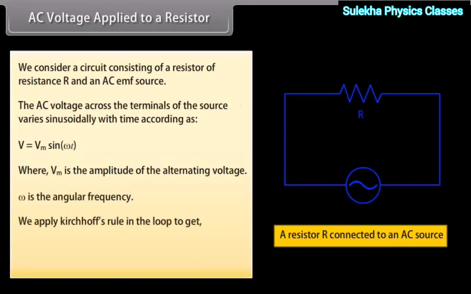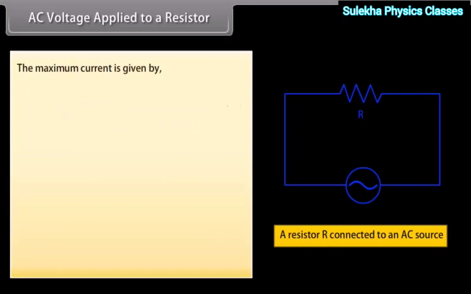We apply Kirchhoff's rule in the loop to get I equals Vm upon R multiplied by sin omega t. The maximum current is given by Vm upon R. Now, the above equation can be written as I equals Im sin omega t.